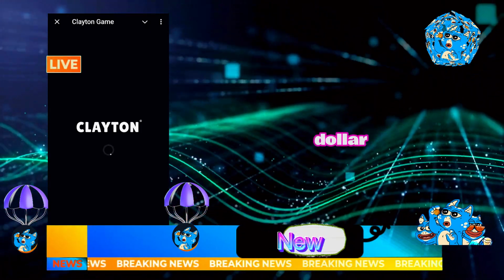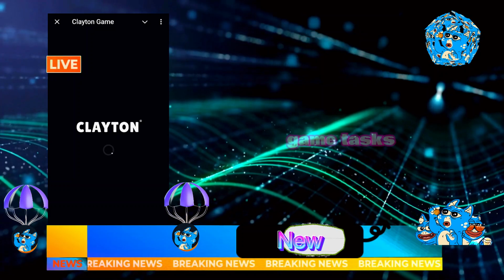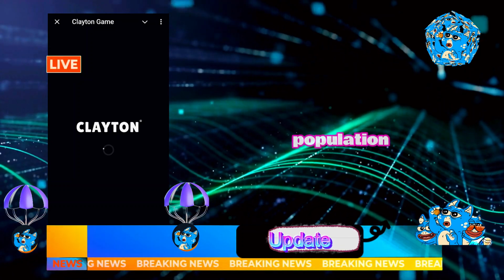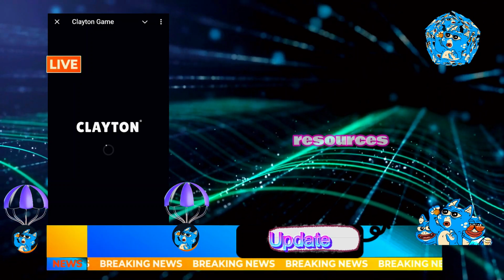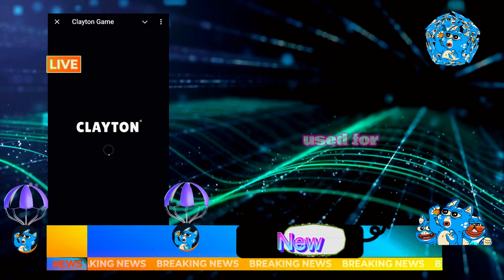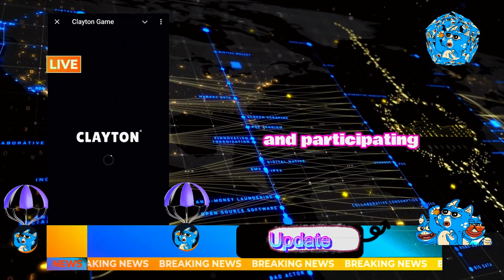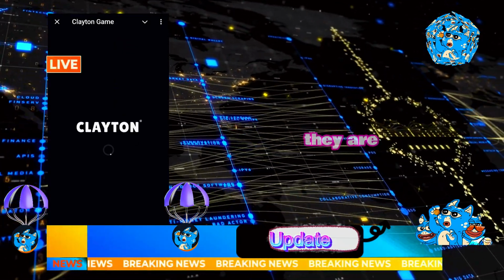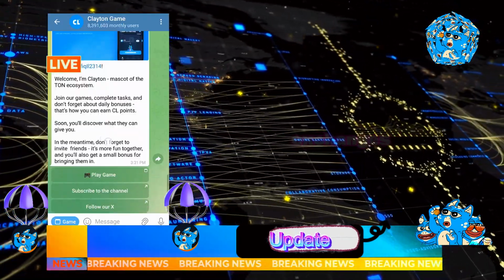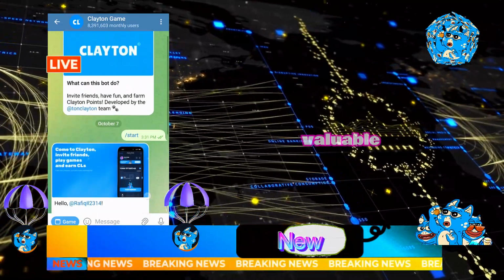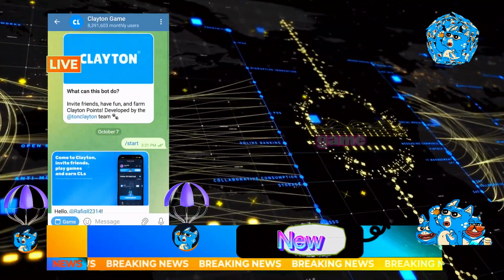Players earn $CL tokens by completing various in-game tasks, growing their population, and managing their CL resources. The tokens can be used for purchasing buildings, unlocking new features, and participating in special events. They are also tradable on cryptocurrency exchanges, making them valuable both inside and outside of the game.